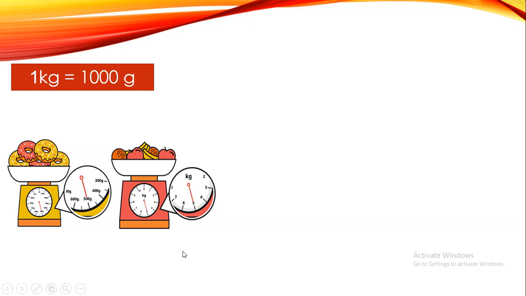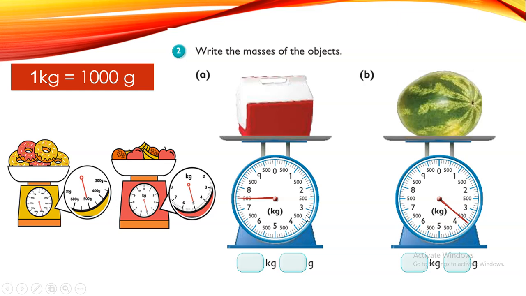Let's have another example. These donuts are 500 grams. These fruits are 5 kilograms. So which one is heavier? Which one has the greater mass? What do you think? Fruits, of course, because it's 5 kilograms. 5 kilograms, that's 5,000 grams. Why? Because 1 kilogram equals 1,000 grams.